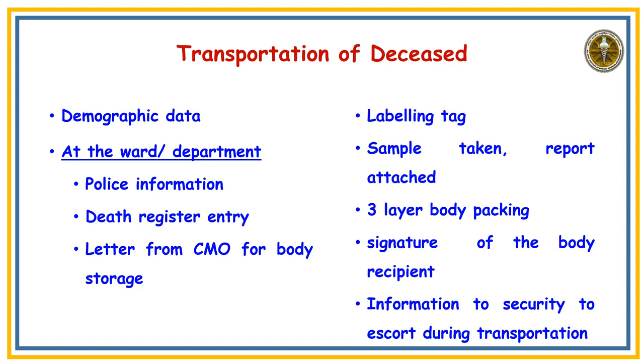And then you need to ensure whether the 3-layer packing is done. The next thing is the signature of the body recipient. Then information to security to escort during the transportation. Which means you need to give prior information to security, alerting them that the way should be clear, since suspect cases or positive cases may be crossing the area.